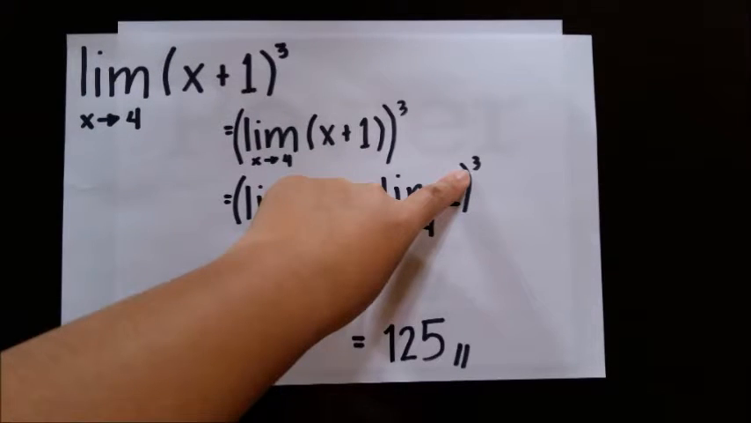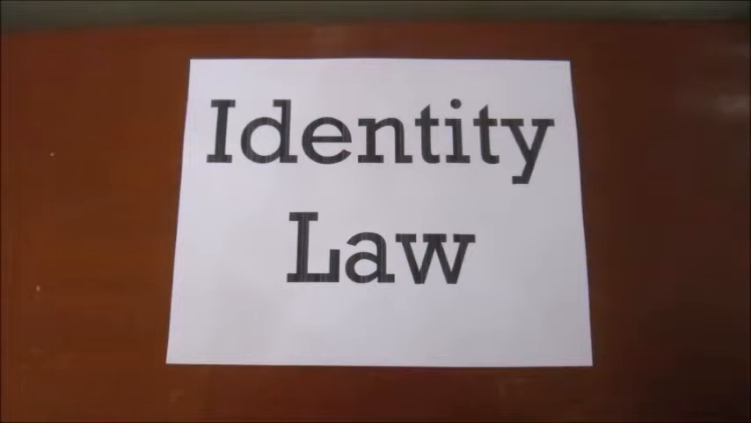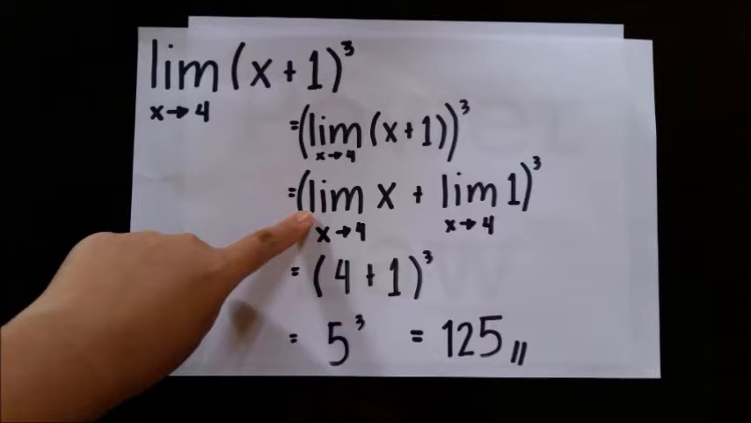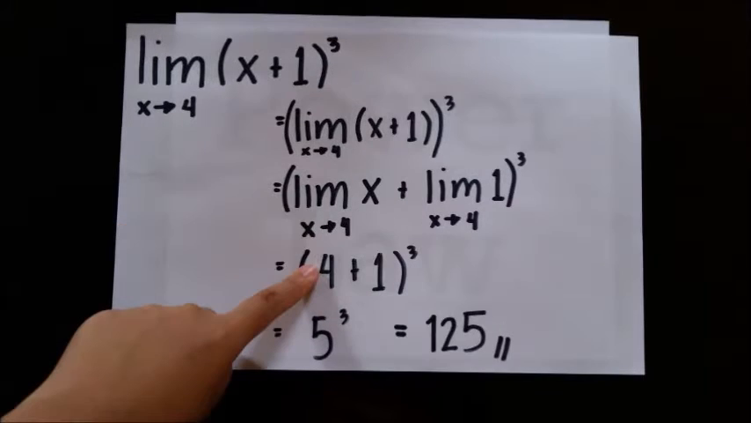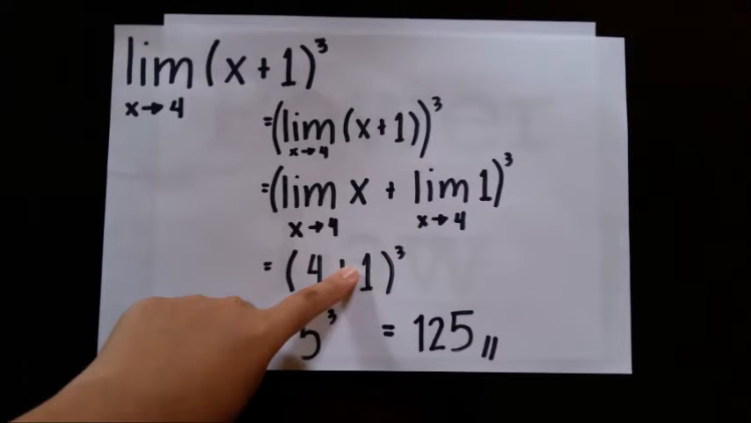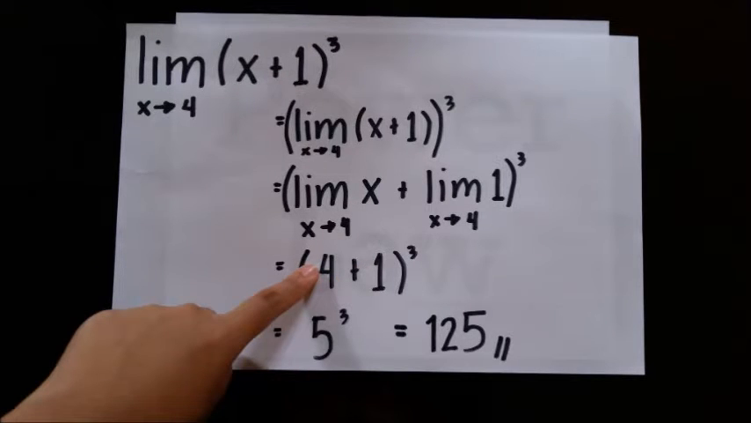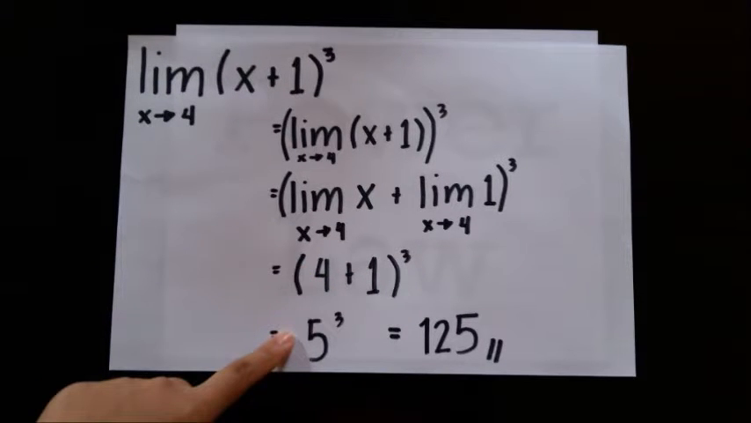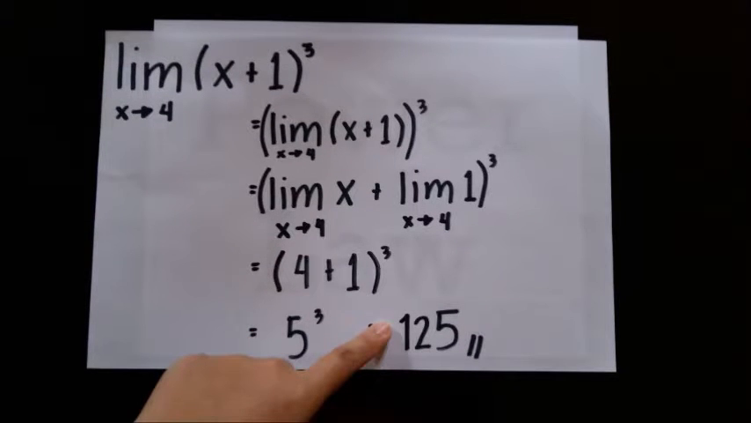Then, we're going to apply the identity law for the limit of x as x approaches 4, so it would be 4. Then the constant law for the limit of 1 as x approaches 4, so it would be 1. So, it would be 4 plus 1 equal to 5, then raised to the exponent 3, so the final answer would be 125.